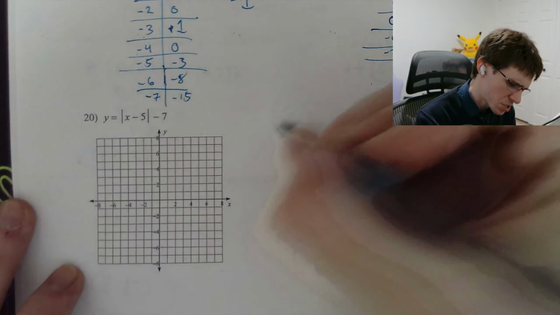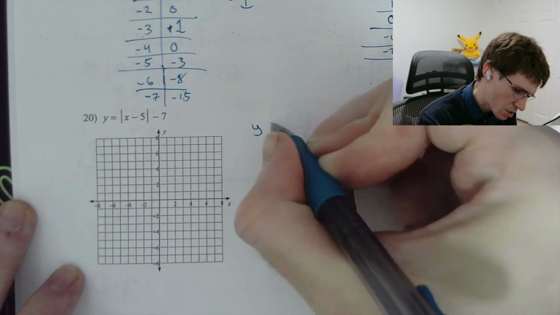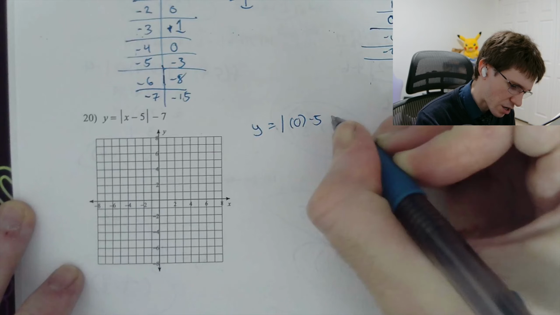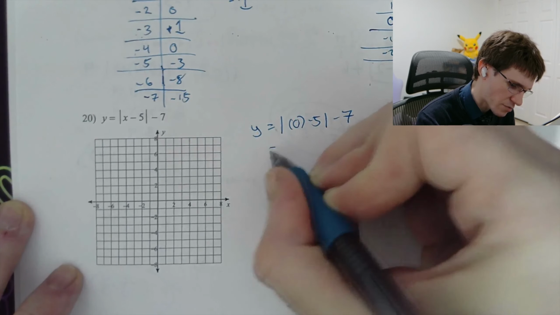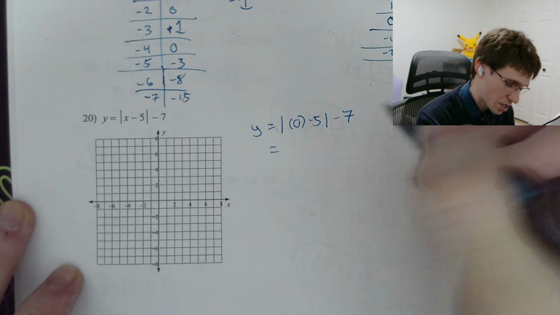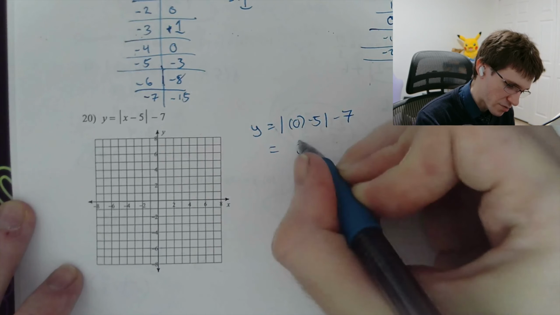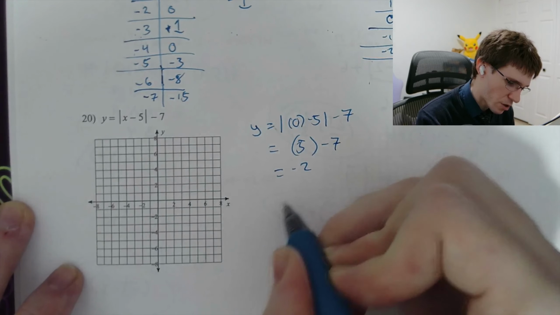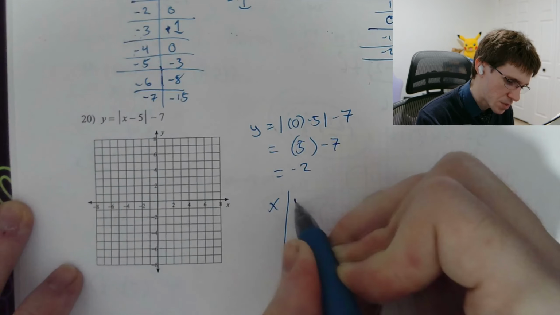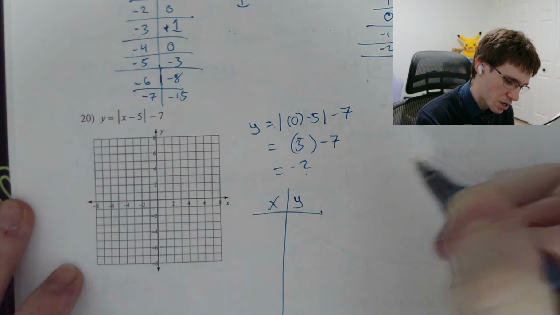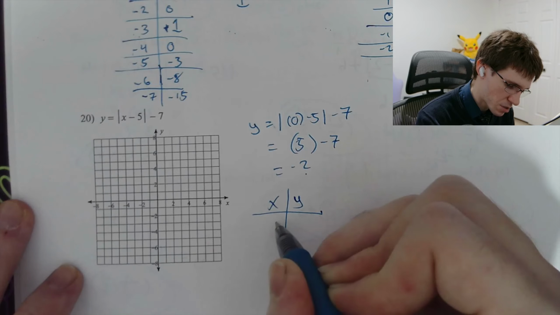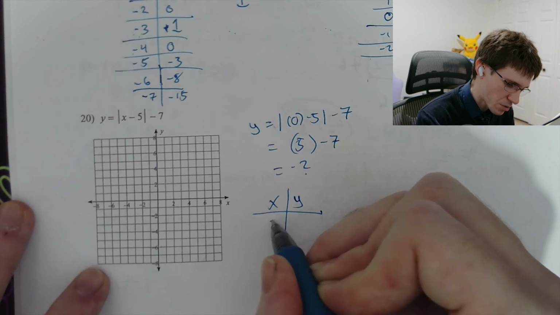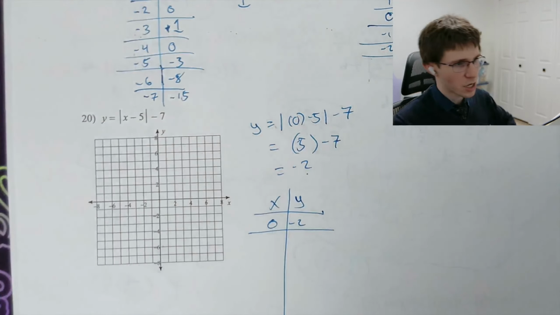If you do plug in 0, let's just do that real quick. Y is equal to, we're going to plug in again, 0, -5, and that absolute value, -7. If you do 0 - 5, you get -5. Absolute value of -5 is +5. 5 - 7, you get -2. So for our start of our XY table, you end up with a -2 at 0. So I'm just going to write, is that going to be a reasonable value? Yeah, it's fine. I'm just going to write 0, -2. There we go. First dot.